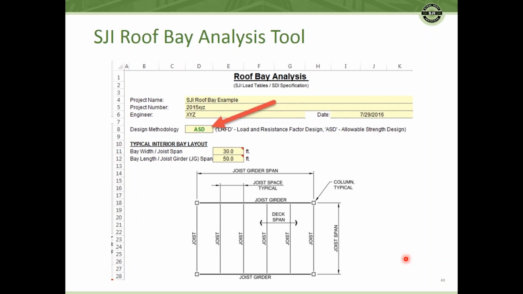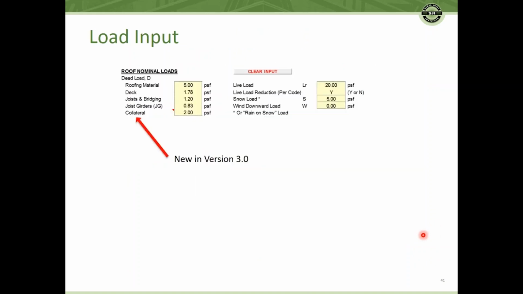And then the typical interior bay: the joist span here is 30 feet and the girder span is 50. And there's a little picture. This picture does not adjust itself for the number of joists, but it's there just to show you what the girder span is and the joist span. So you can kind of see what's going on.